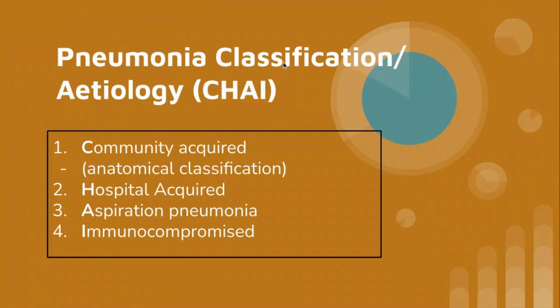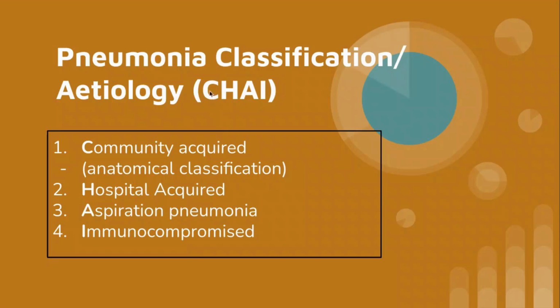I know you know about the classification of pneumonia. You hear community acquired, hospital acquired, aspiration pneumonia, and then pneumonia in the immunocompromised. So to remember this, I use CHAI, like chai. C for community acquired, H for hospital acquired, A for aspiration pneumonia, and I for immunocompromised.